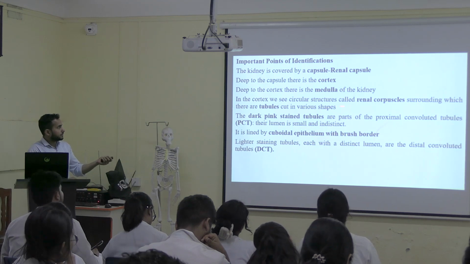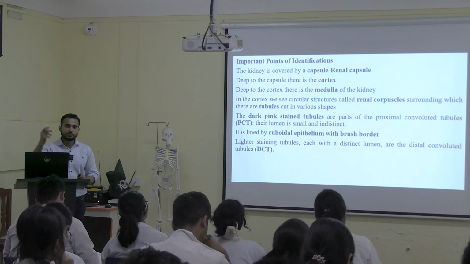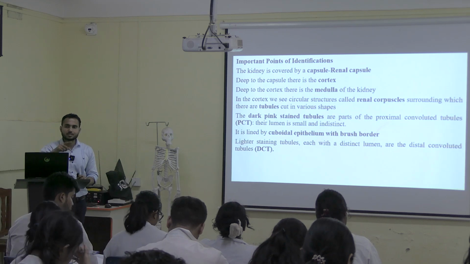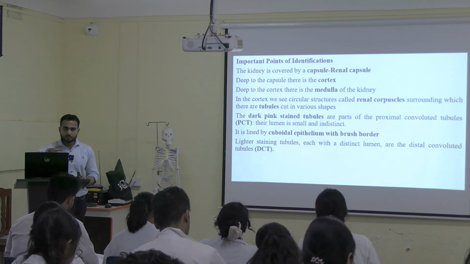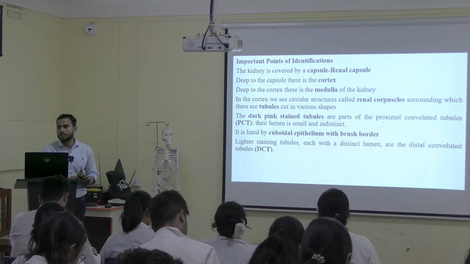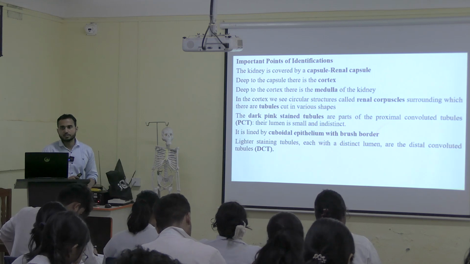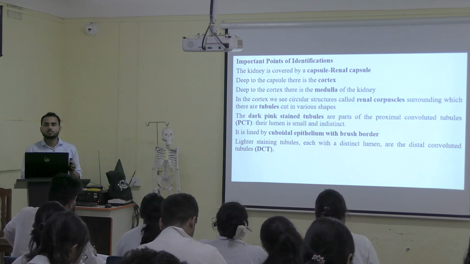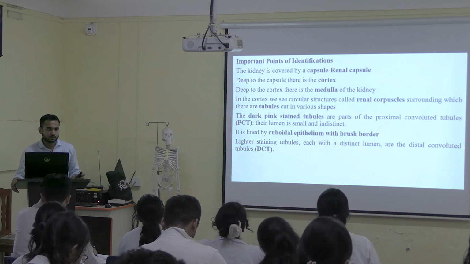Next, you will be able to see the renal corpuscles. So what is present in the renal corpuscles? As I said, a tuft of capillaries is there. That is called the glomerulus. Surrounding the glomerulus is the glomerular capsule, also called Bowman's capsule. In between these two structures there is a narrow space called the urinary space. That can be seen both under low power and under high power. So these are some important points which you have to identify in low magnification, low power.